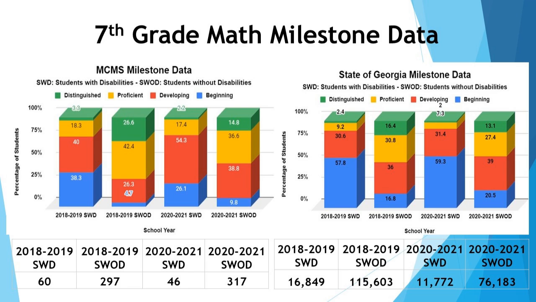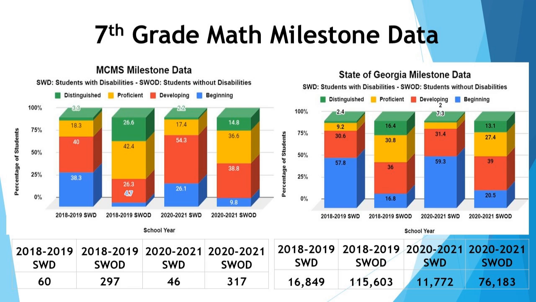In the same year, the students without disabilities had much higher percentages than the state at the proficient and distinguished levels, with fewer students at the beginning and developing stages. MCMS has 42.4% proficient compared to the state at 30.8%.